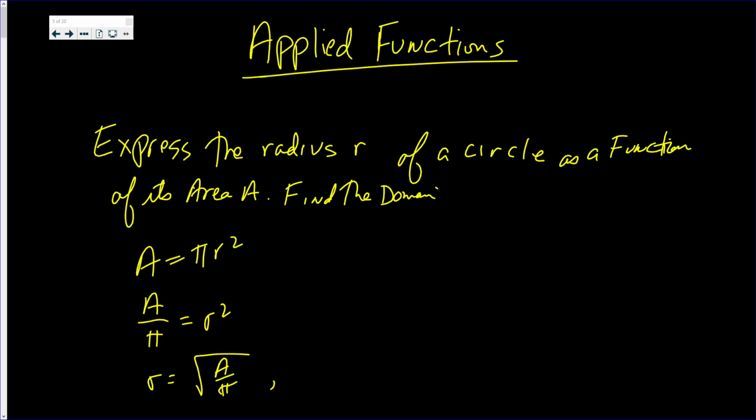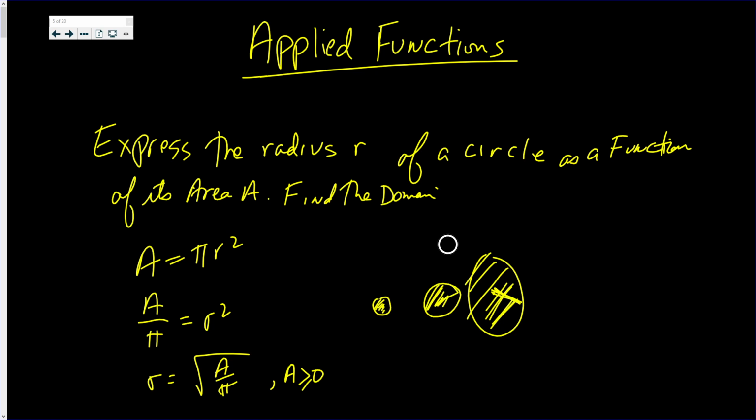Now, in terms of the domain, A must be positive. I guess it can be 0 if the radius is 0. The radius isn't a half, which would give us that amount, or the radius isn't 1, which would give us that amount. Sorry, the radius is not 3, which would give us this for the area. The radius is 0. The area of our point is 0. Okay, that's that problem.